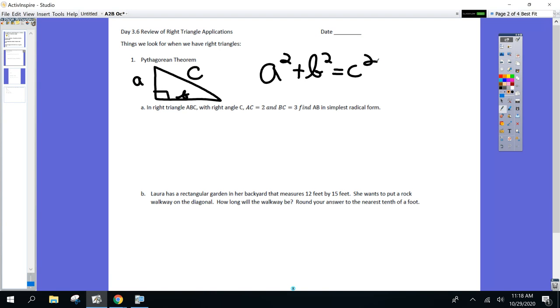Problem A here. Draw yourself a right triangle ABC. I'll tell you where the right angle is: it's at C, so put C at the right angle. AC is 2, BC is 3. What's AB in simplest radical form?